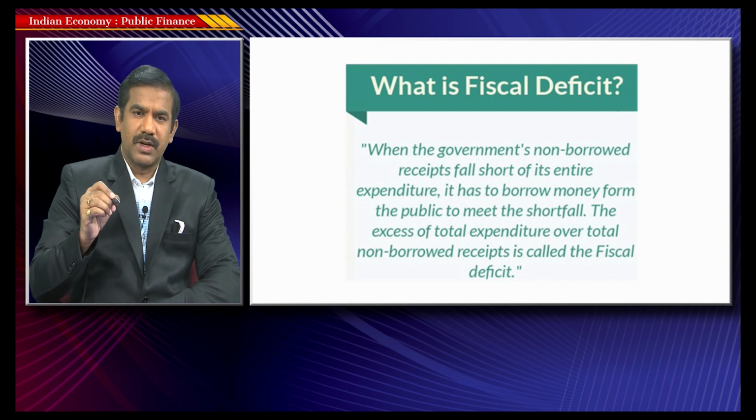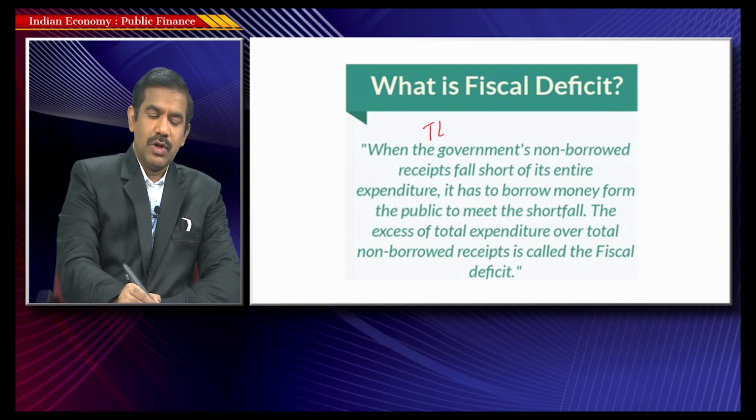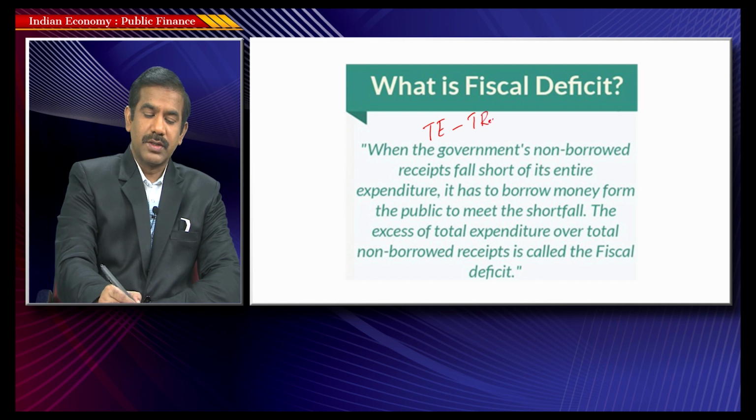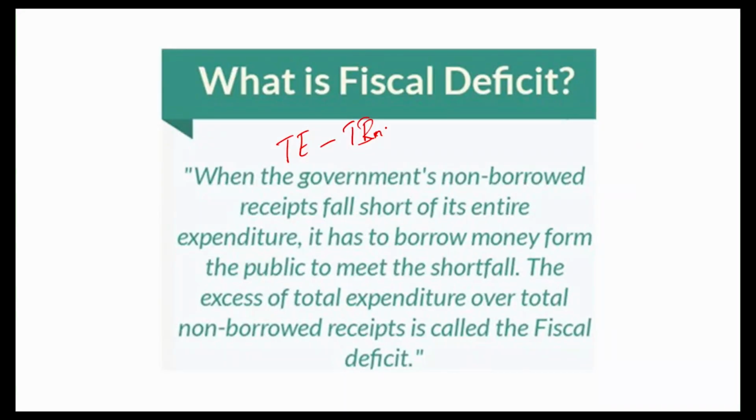How would you measure the fiscal deficit? Fiscal deficit is simply the gap between total expenditure and total income. When I say total income, the same thing could also be written as total expenditure minus total non-debt creating receipts, I mean, any receipt that doesn't create a liability. So when the government's non-borrowed receipts fall short of its entire expenditure, it has to borrow money from the public to meet the shortfall. The excess of total expenditure over total non-borrowed receipts is called fiscal deficit.